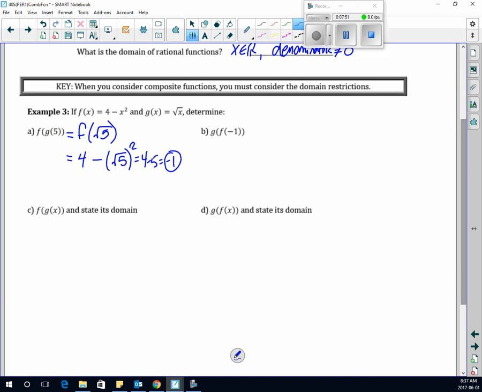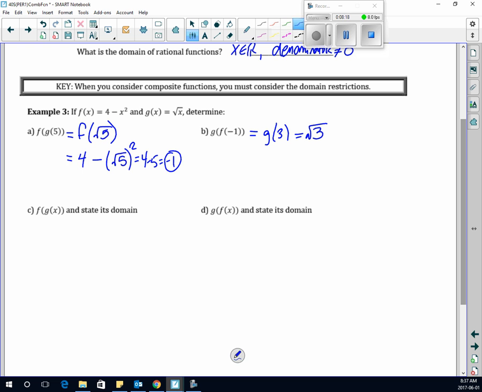F of -1. So can the -1 go into the f machine? Yes. It has no restrictions, so -1 is fine. So -1 goes in there. What do I get? 3. So is 3 a legit number to go into the g machine? Yes. Okay, so then what do we get? Square root of 3.